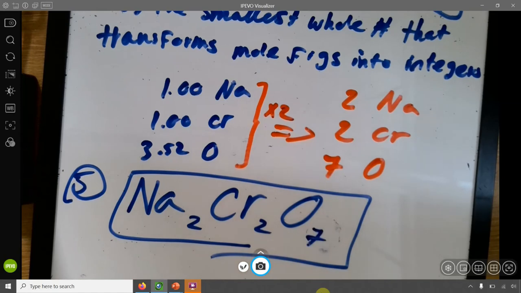There you go. That's how you do percent weight. And so if you follow this recipe, you'll always get this right, and it's okay to approximate to some degree.